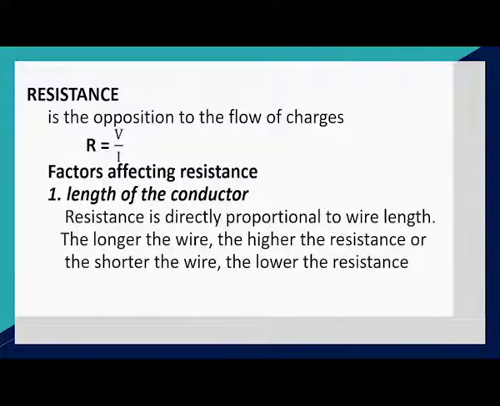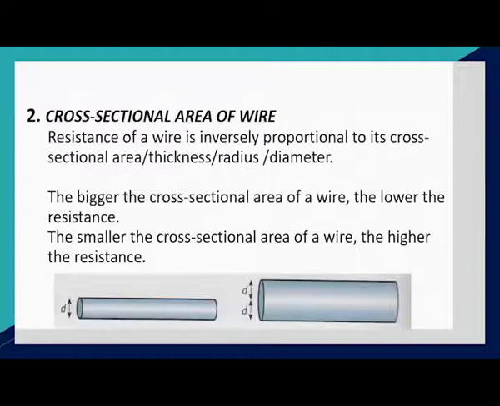Those two, resistance and length of the conductor, are directly proportional to each other. That means when one increases, the other one also increases. So you should be able to describe that they are directly proportional to each other. What do you mean by that? When the length of the conductor increases, the resistance also increases. Or you can say when the length of the conductor decreases, resistance also decreases.